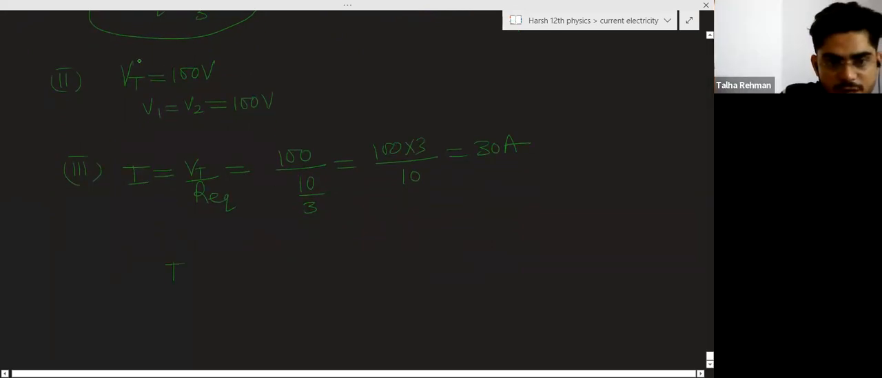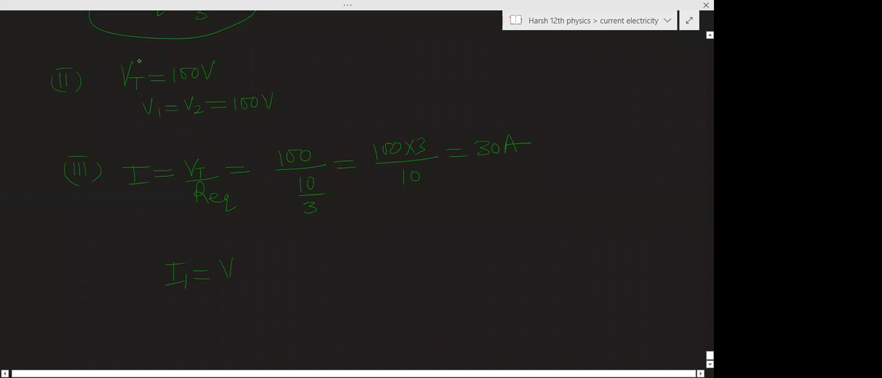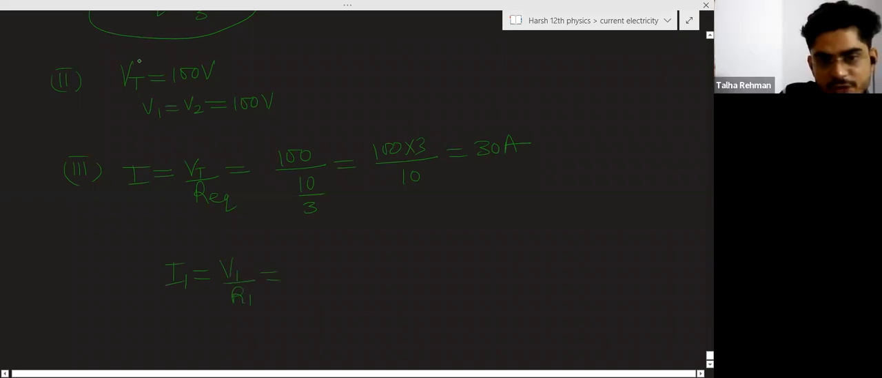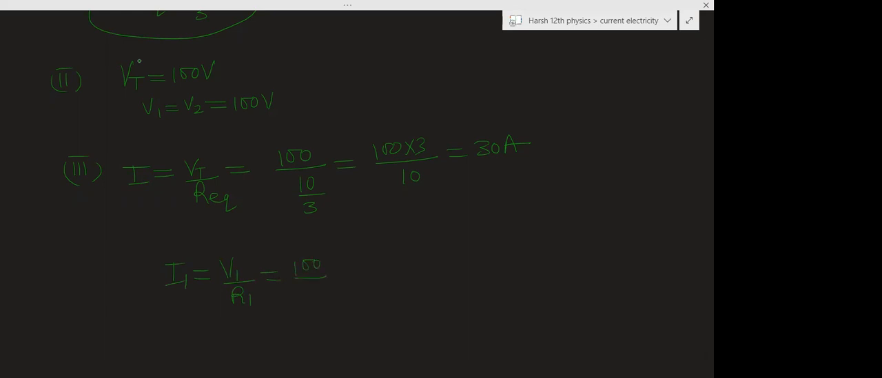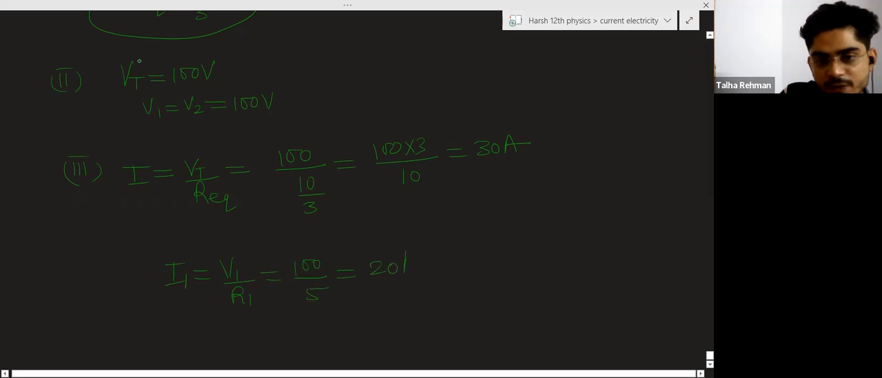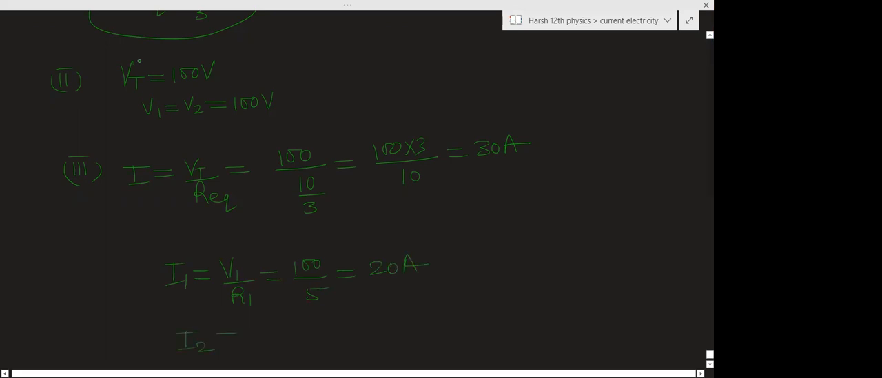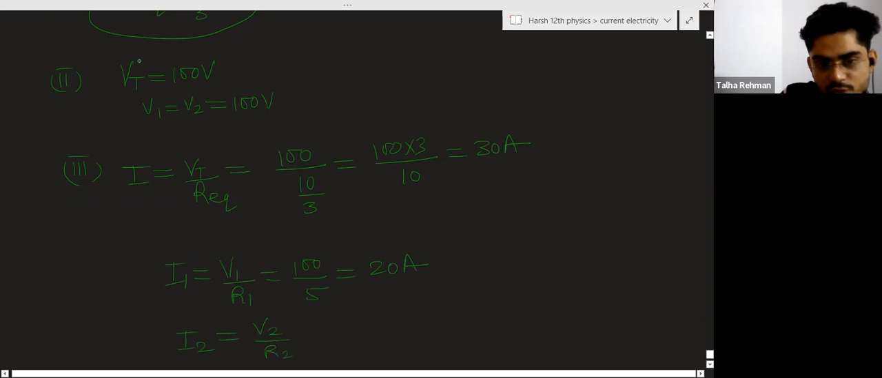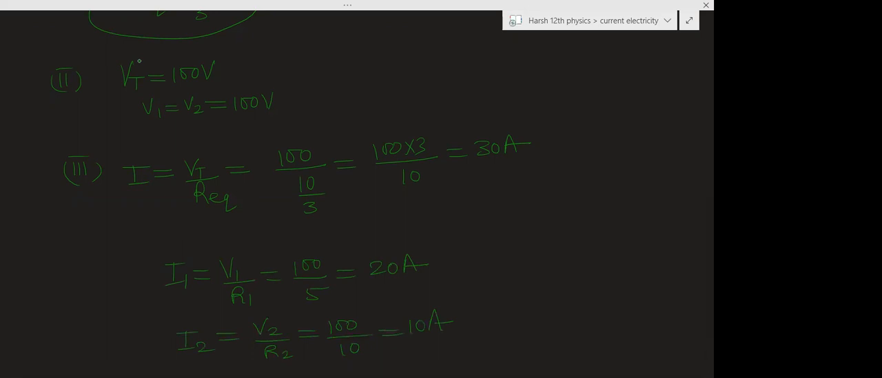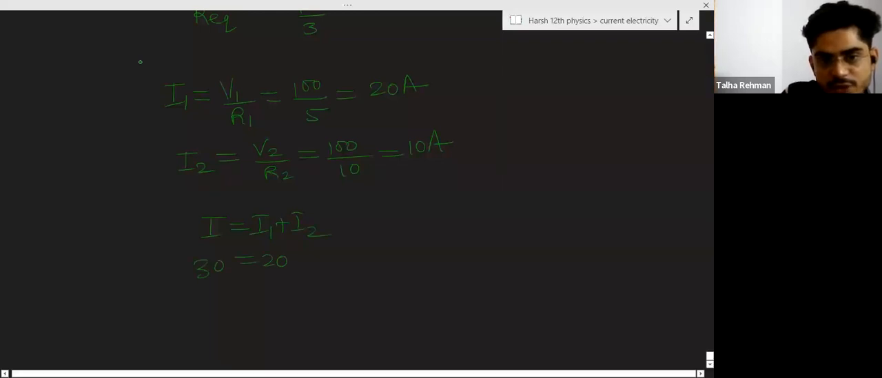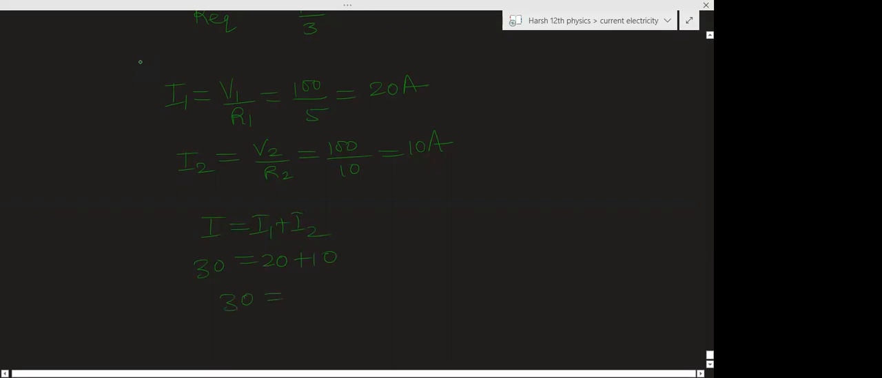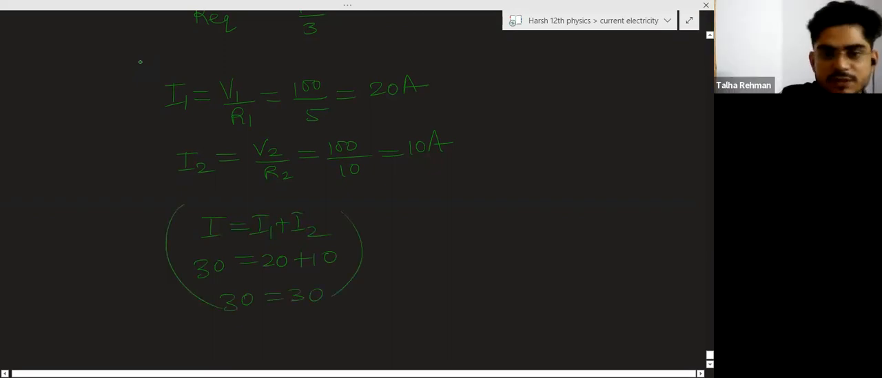For I1 you will write V1 divided by R1, but V1 is equal to 100 and R1 is 5. You will get 20 ampere. I2 is V2 by R2. V2 is 100 again, R2 is 10. You will get 10 ampere. You can check also. I is equal to I1 plus I2, and we have calculated I as 30, I1 as 20, I2 as 10. So this is 30 and 30, which means all the things are correct.